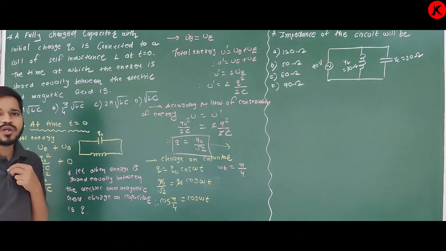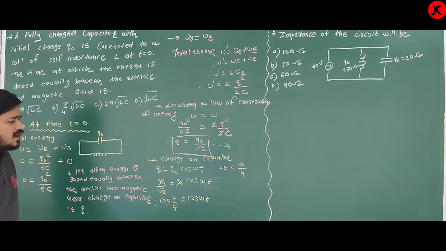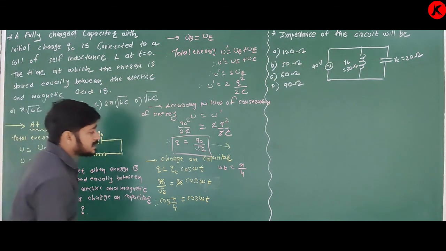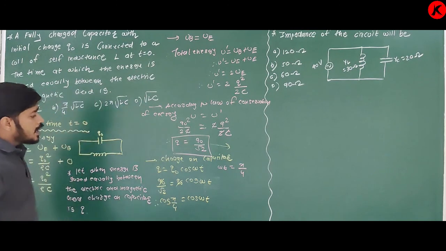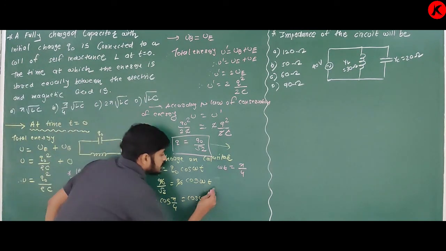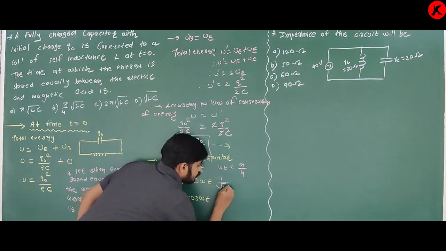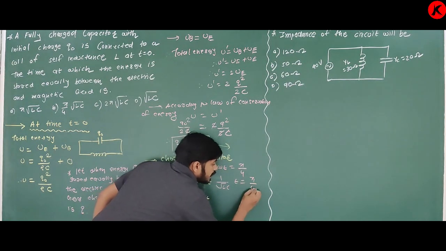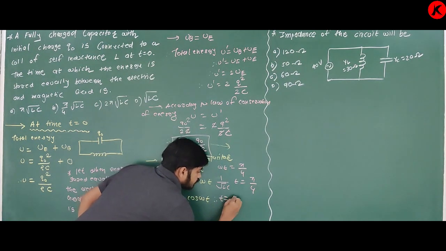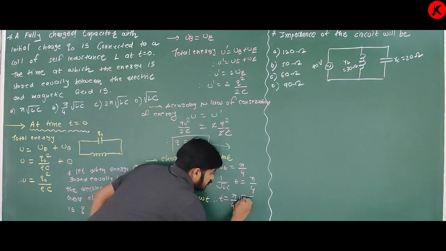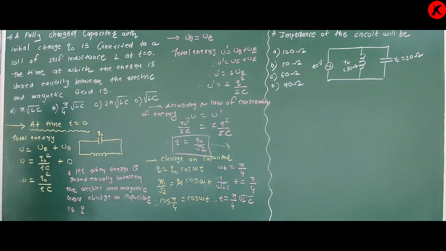Now what is the equation of omega? For an LC circuit, omega is 1 upon under root LC. So t is equal to pi by 4 under root LC. Clear? So yes, it is your answer.